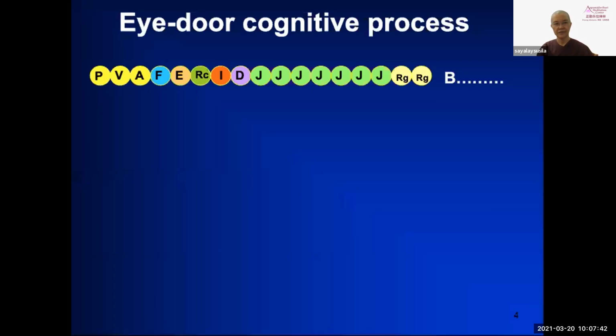For the ear door, nose door, and tongue door it is the same. Each sense door consists of these consciousness moments that arise one after another. This is called cognitive process. I will explain this again as I go on. Now, roughly, you get the idea of what cognitive process is.